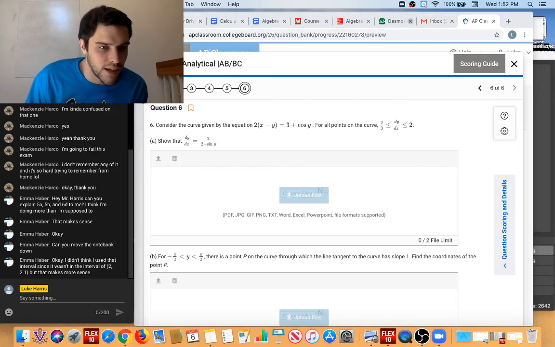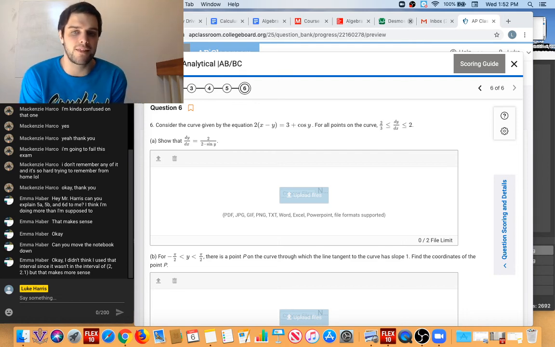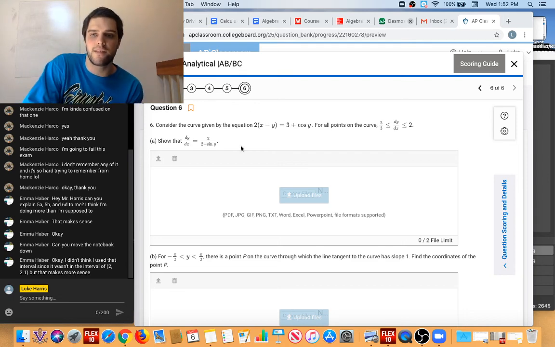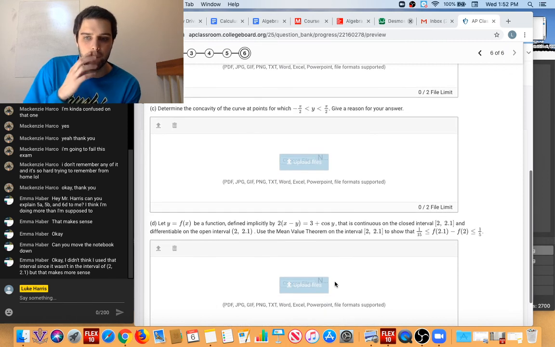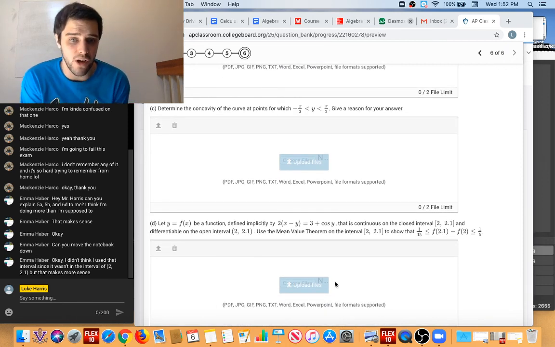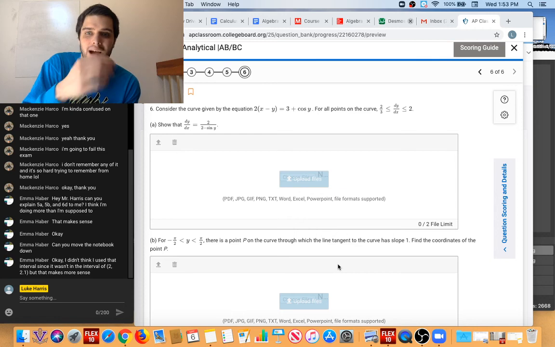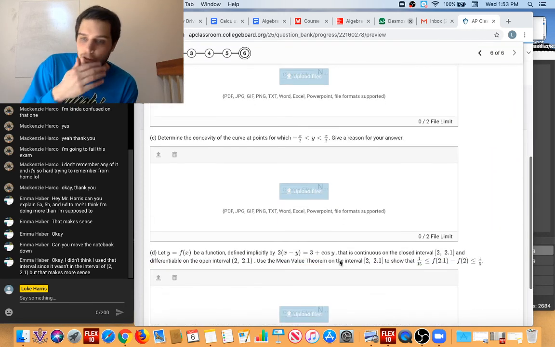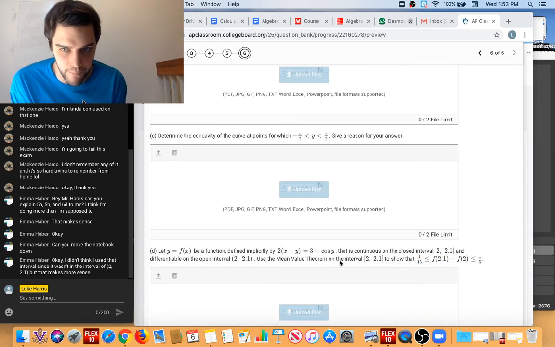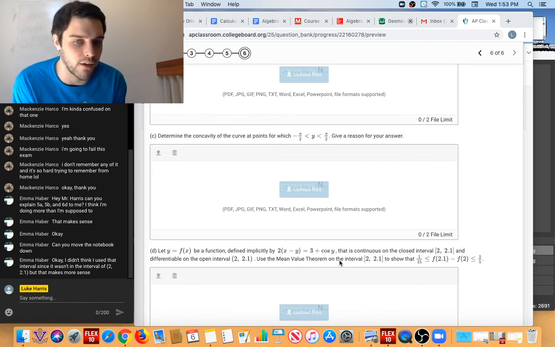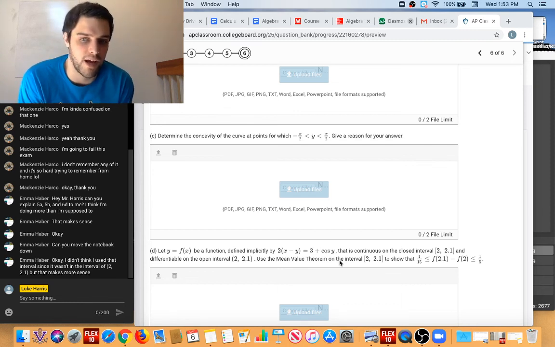Okay, I didn't think I used that interval since it wasn't in the interval of 2 to 2.1, but that makes more sense. Yeah, so the key thing is that the interval they talked about there, the 2 to 2.1, they're talking about f of x, right? That's the interval of f of x. But in that interval, we're focused on dy/dx. So we're not really too concerned about the mean value theorem, it's just approximating this c value. So that's all the information we have. That's what we got to use.